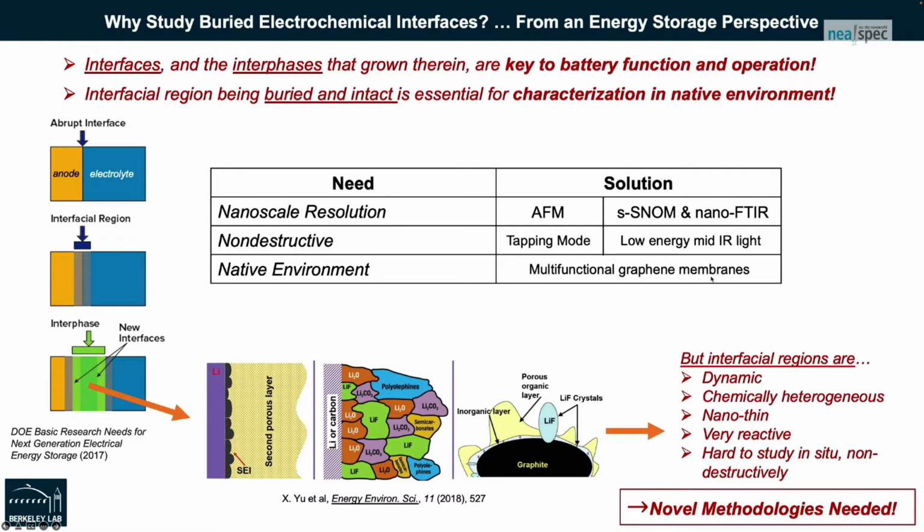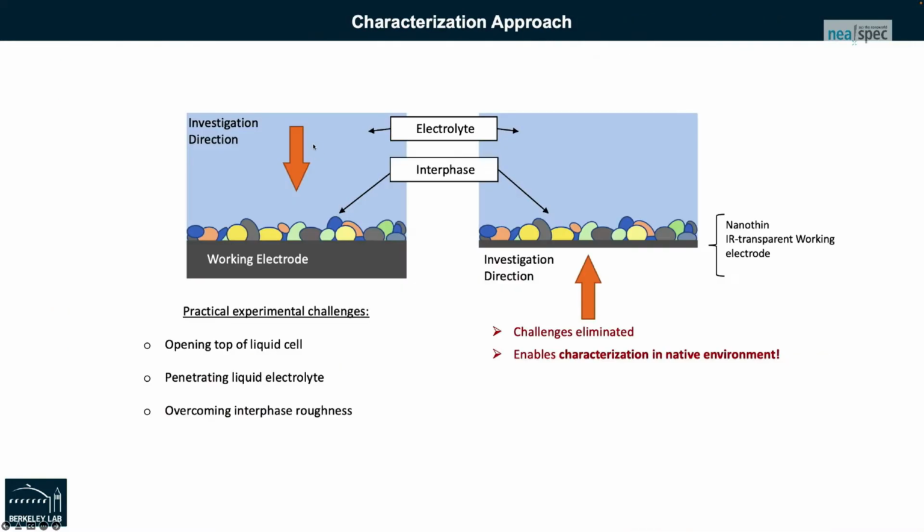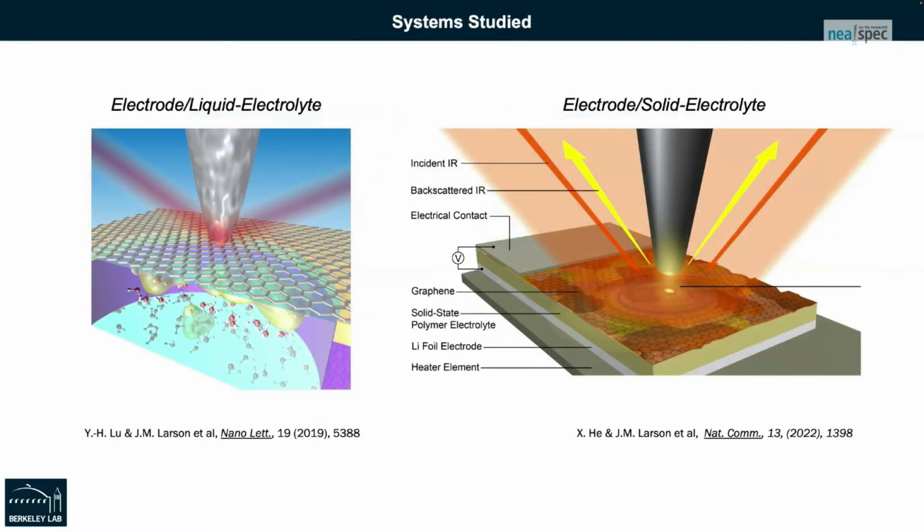It is very common to attempt to characterize interphases from the electrolyte side, but this comes with a whole host of challenges. So we have pioneered new approaches with our collaborators to investigate these interphases from the side of the working electrode. This is done by making the working electrode nano-thin and infrared transparent, thereby enabling us to characterize the interphase within its native environment and eliminating all those other challenges previously mentioned. The material that we use for this is monolayer graphene.